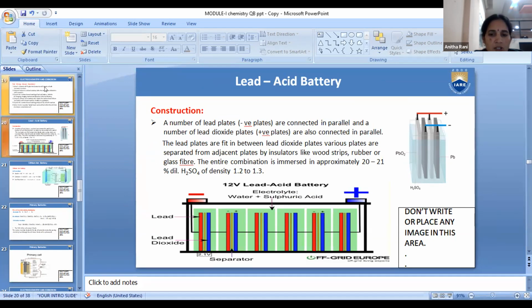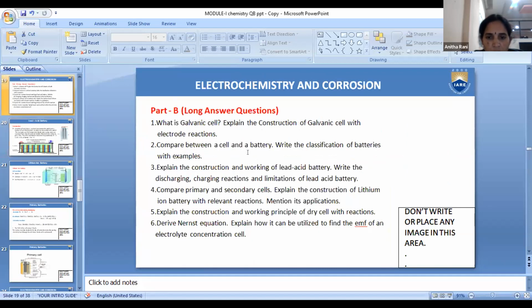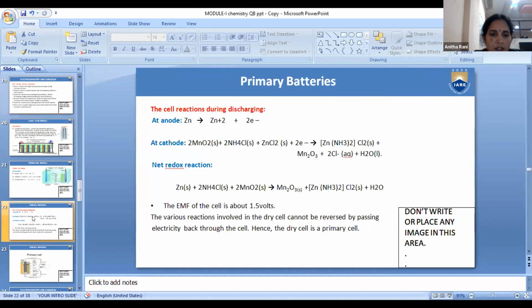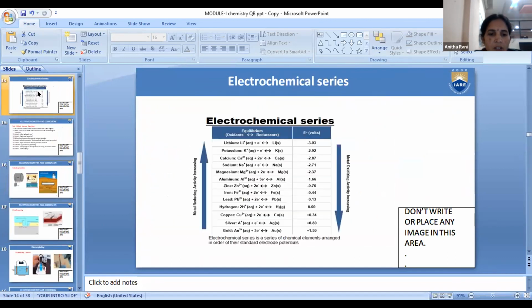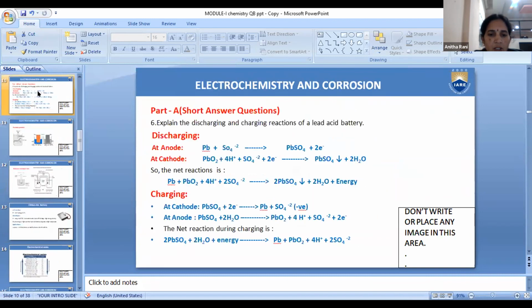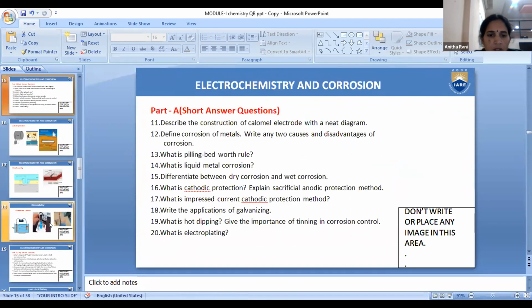So you have to write the construction. Then after construction, you have to write working of lead acid battery. Already I told you, the discharging and charging reactions you have to write. These reactions you have to learn perfectly. Discharging reaction, charging reaction. Okay, then you have to write.